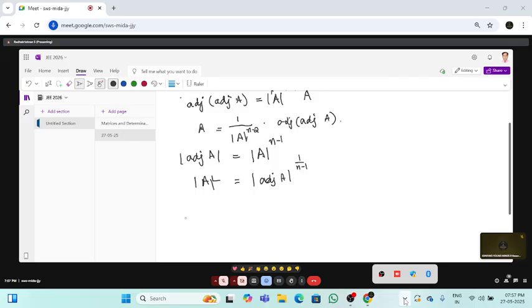Now, let me ask you one more thing. What is the adjoint of lambda A? Suppose somebody has given you the adjoint of A, and they are asking you to find out what is the adjoint of lambda A. Lambda to the power of n minus 1 times adjoint of A. Very good.